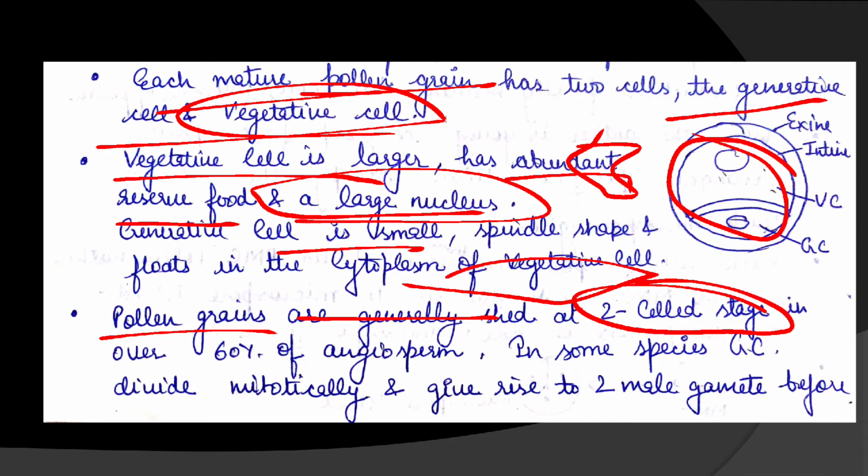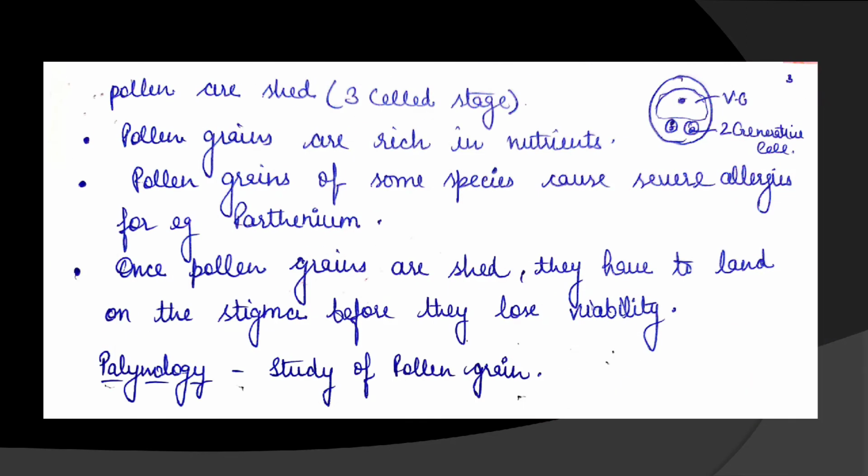In some cases, this generative cell divides mitotically and gives rise to two male gametes before the pollen is shed. So, in some cases, it is shed at the three cell stage. Here you can see that one vegetative cell is there and two generative cells. So this is a pollen which has three cell stages. In some cases it's shed at this stage.